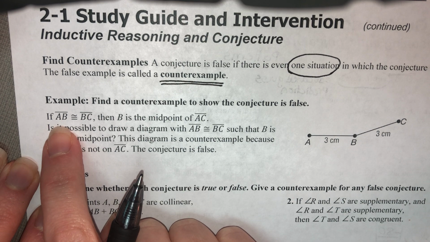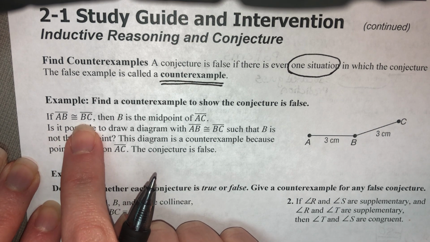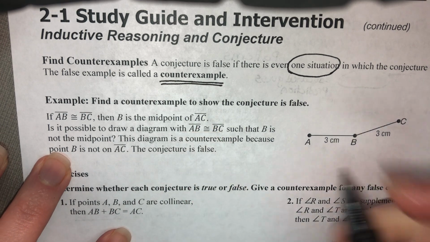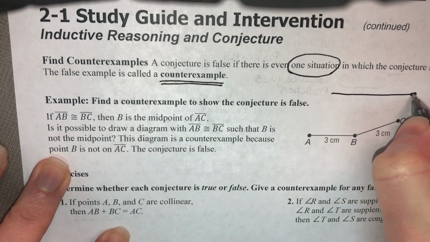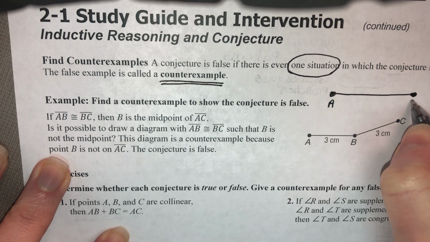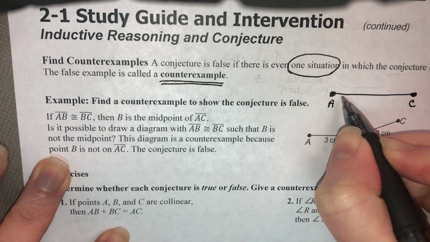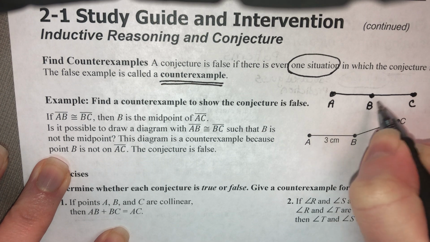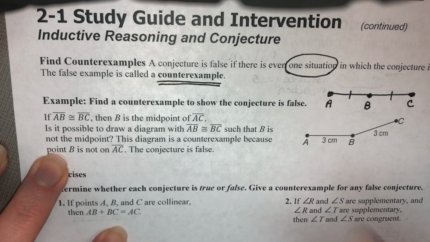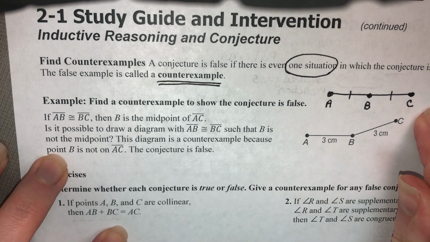If segment AB is congruent to segment BC, then B is the midpoint of AC. Well, if I draw a line segment like this, and I say here's A and here's C, and I know that AB is congruent to BC, then yeah, B would have to be the midpoint of AC. That's true, the way I drew it right here.